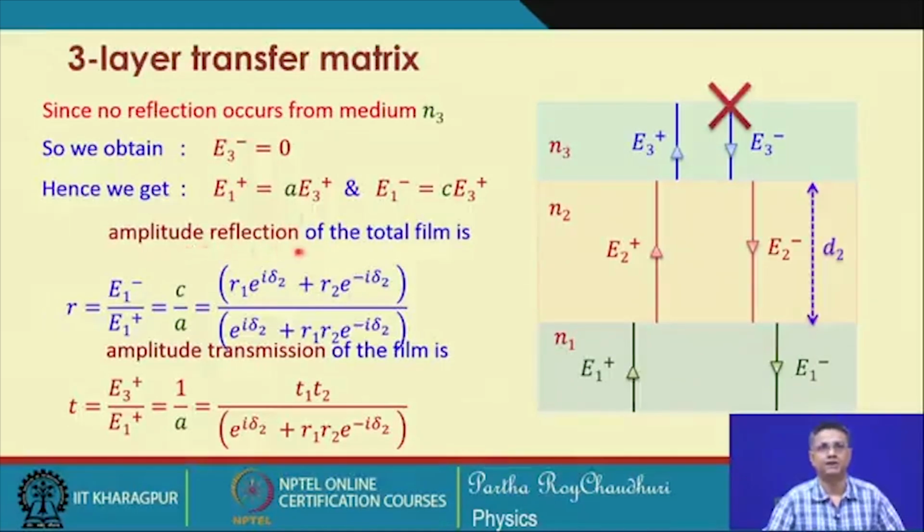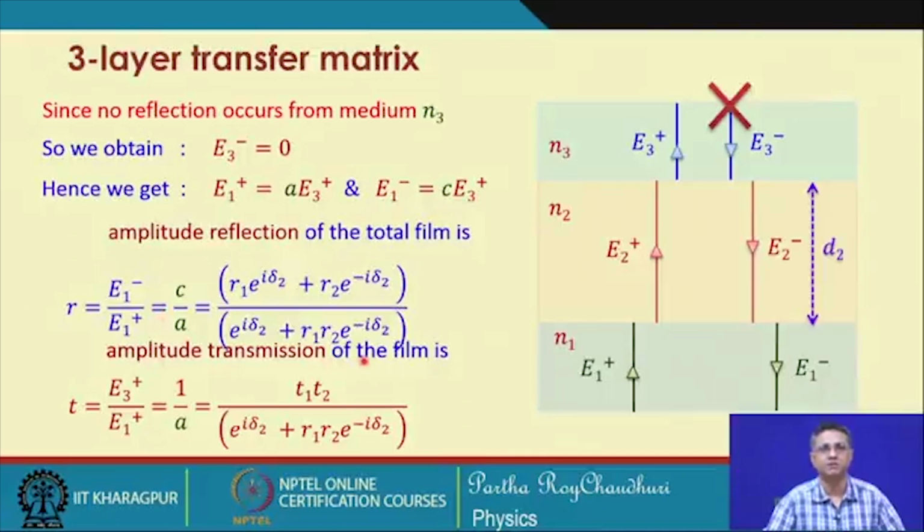Therefore, the amplitude reflection of the total film, for the total system, can be calculated as r equal to E1 minus by E1 plus, which will be the reflected wave from the overall film, and this comes from the ratio of E1 minus and E3 plus to E1 plus and E3 plus, that is C by A, because I have to divide this equation by this, which will give me this relation.